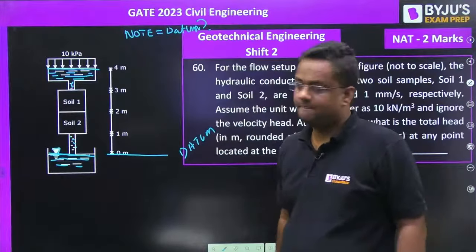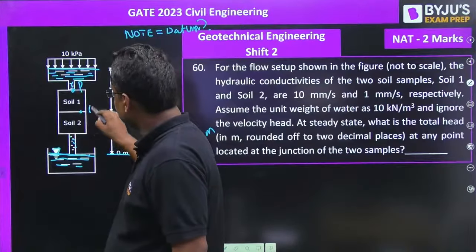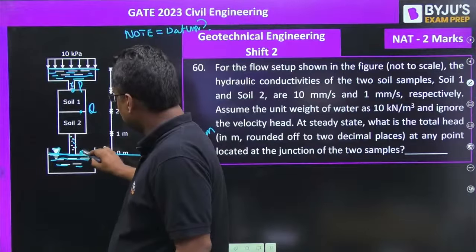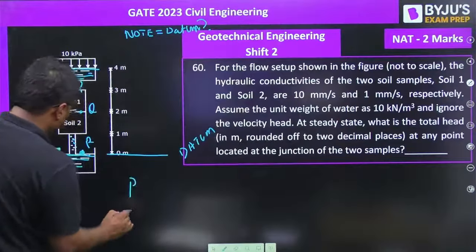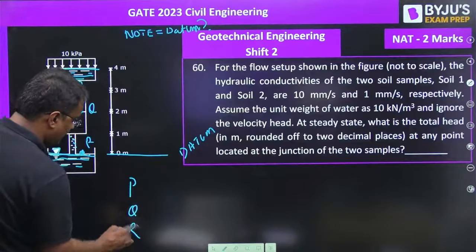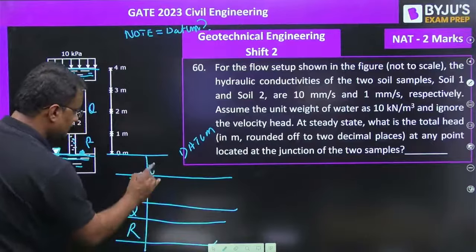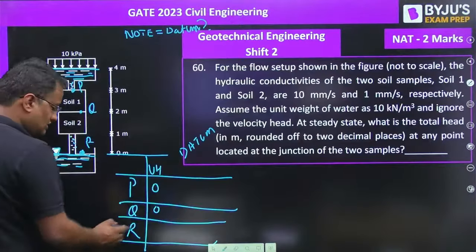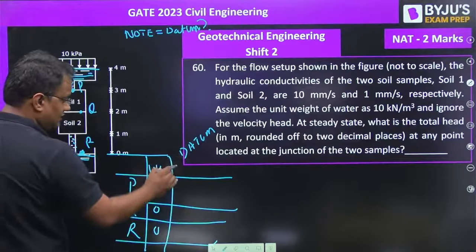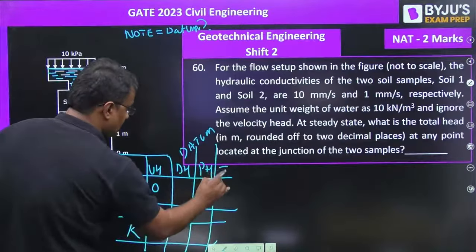Now take this point as P, this point as Q, and take this point as R. Now if I am writing P, Q and R, I am writing here velocity head. That will be, ऐसे कहता हूँ ना मैं in my classes, that velocity head will be 0. Even they have given here datum head and pressure head, and here will be total head.